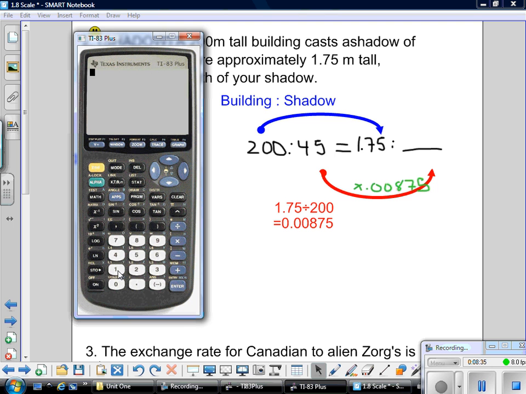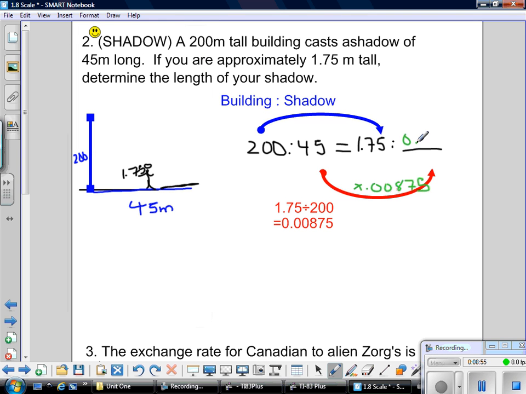So 45 times decimal 0.00875, we end up with decimal 0.39375, so decimal 0.39. Okay, so if we are a person that is 1.75 meters tall, then our shadow would be decimal 0.39 meters long. Okay, if it was done at the same time that this building's measurement was done. So we also need a therefore statement. So therefore the shadow would be decimal 0.39 meters.